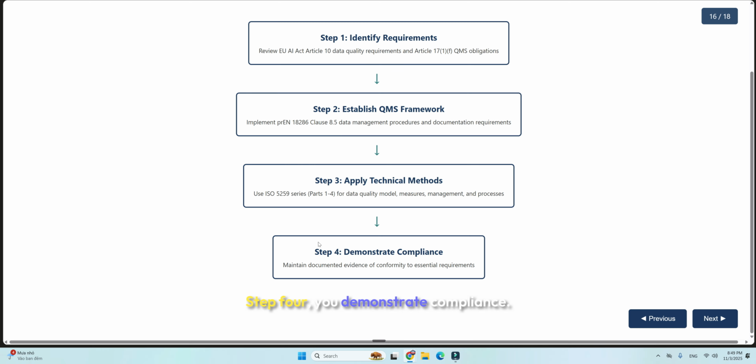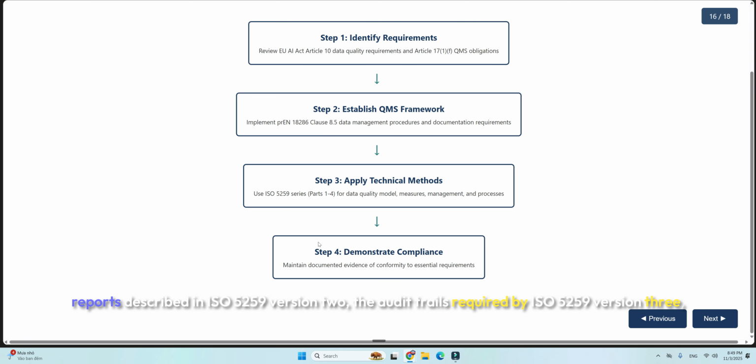Step 4, you demonstrate compliance. Throughout all of this, you're maintaining documented evidence. The technical documentation required by prEN 18286 clause 8.7, the data quality reports described in ISO 5259 Part 2, the audit trails required by ISO 5259 Part 3. All of this creates the evidence base you'll need for conformity assessment.